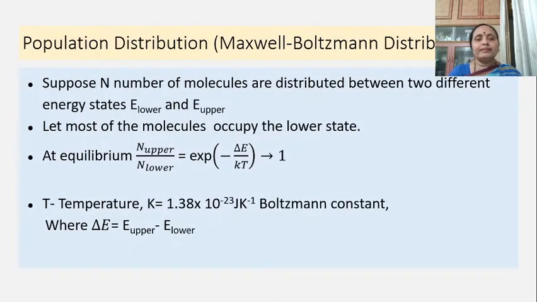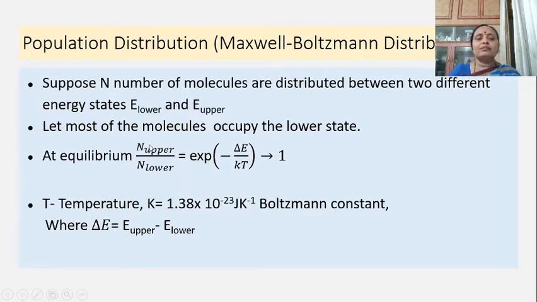Now coming to the population distribution, that is the Maxwell-Boltzmann distribution. Suppose n number of molecules are distributed between two different energy states, a lower energy level and an upper energy level, and let most of the molecules occupy the lower state.